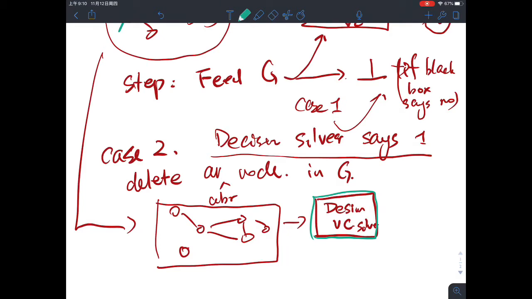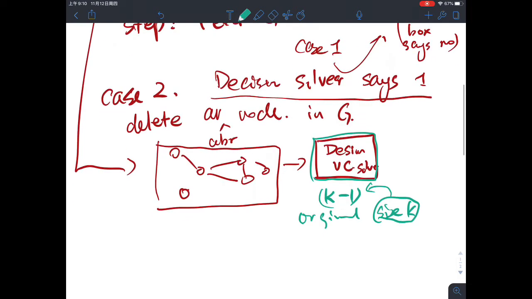But this time I ask whether there exists a vertex cover of size k minus 1. Originally we were asking for a vertex cover of size k, but now I'm asking whether there exists a vertex cover of size k minus 1. So this node is deleted, and I'm asking this new question. Again, there could be two cases. Case one is that the vertex cover continues to exist, and case two means that the vertex cover doesn't exist anymore in this graph.